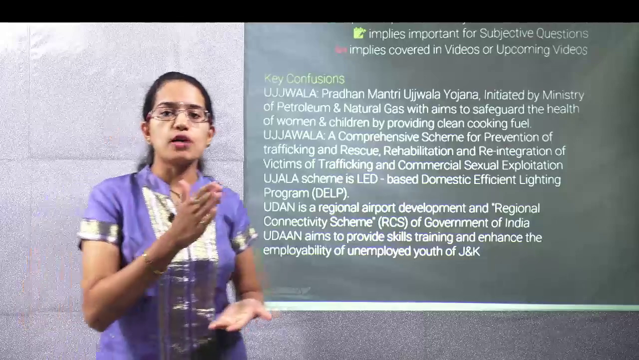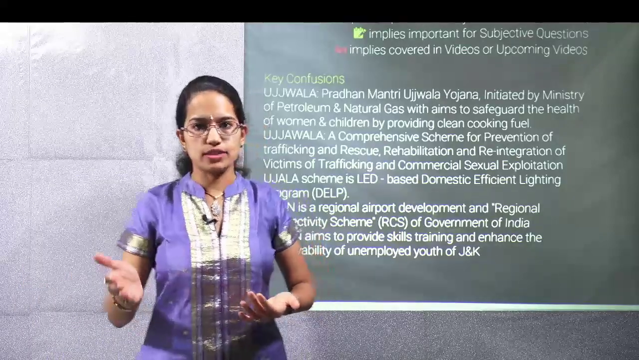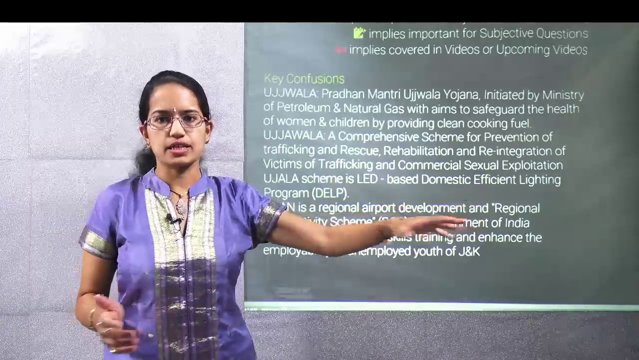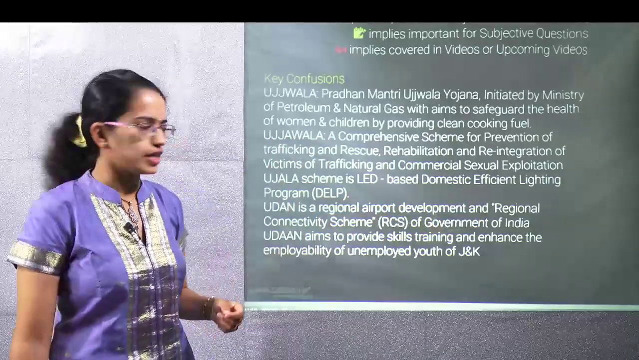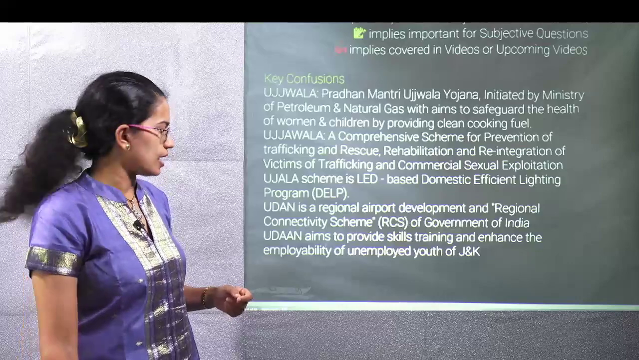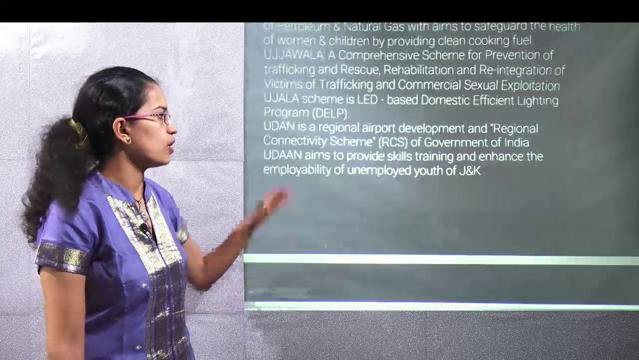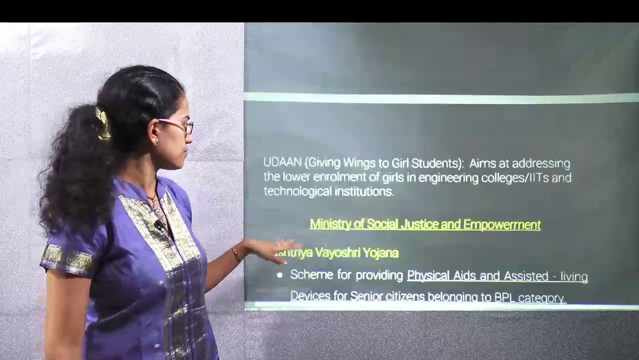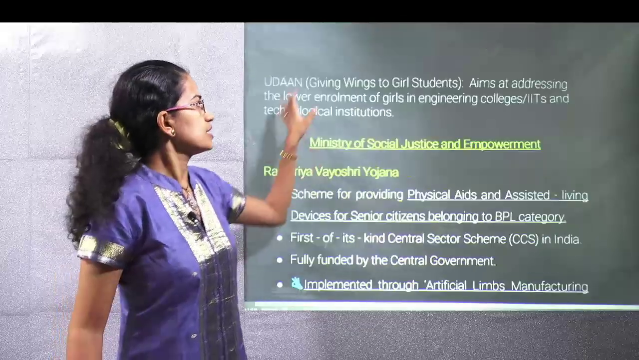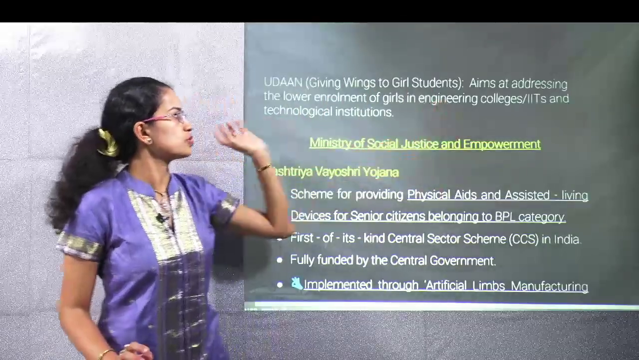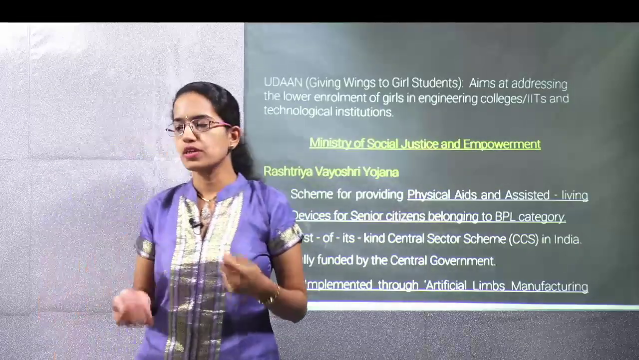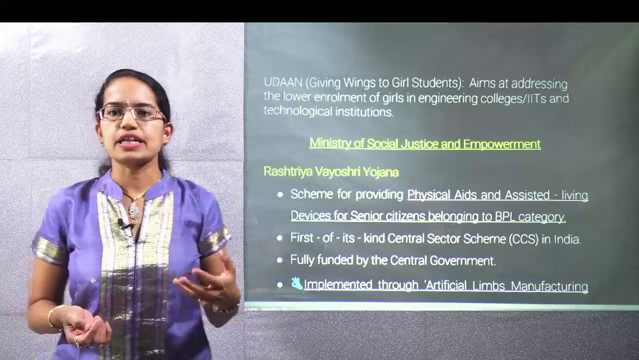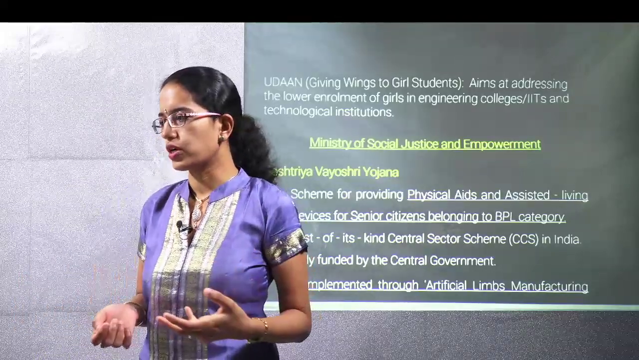Then when we talk about the Udan scheme, there are three Udan schemes. One Udan scheme is for 'Ude Desh Ka Aam Nagrik', that's the regional connectivity of the various airports. The next Udan scheme that we would be focusing on is the employment scheme in Jammu and Kashmir, and the third is giving wings to girl students, so basically increasing the enrollment of girl students in engineering courses. So courses mainly pertaining to MHRD are the key focus here.